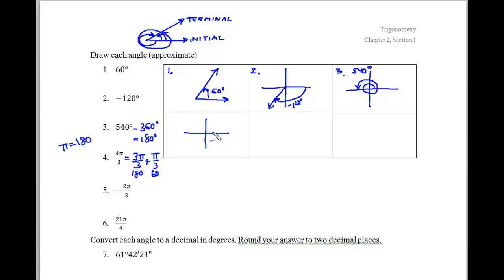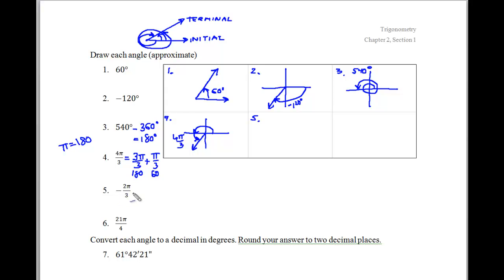So if we travel 180 degrees for the 3 pi thirds, and then we travel another pi over 3, so that'd be another 60 degrees, that would take us to this spot, which is 180 plus 60 degrees, or 240 degrees. So this is our 4 pi over 3 radian angle here.